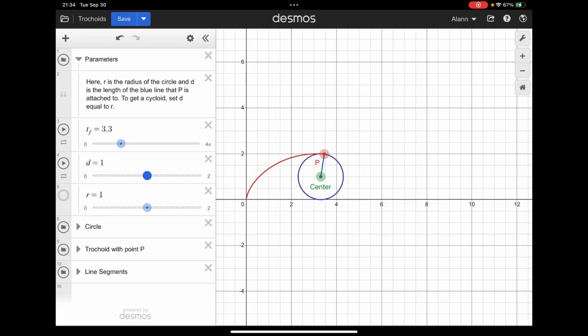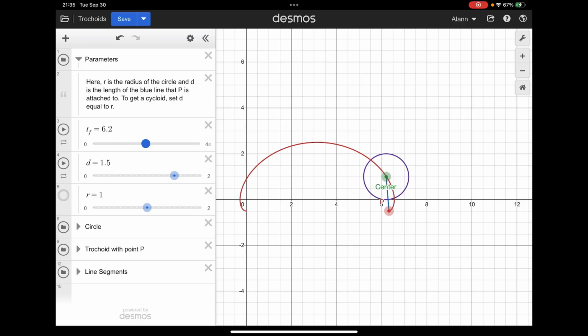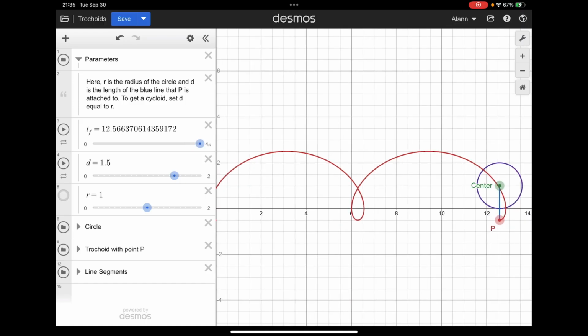It could lie on the outside of the circle, which for example happens if I increase d to be, say, 1.5. It just has to be bigger than the radius r, which in my case is 1 right now. And when we do this, what we find is that the curve becomes a lot more stretched out, if you will. And it actually goes below the x-axis too.